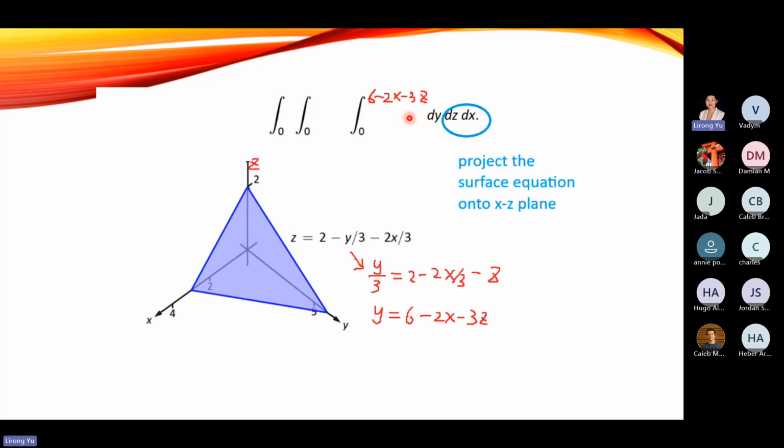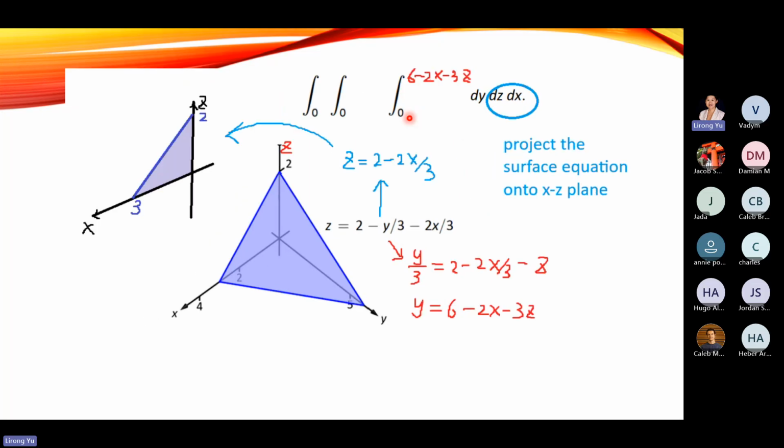And moving on, you've got to project your surface onto the xz plane. So how do we do that? Project the surface equation onto the xz plane. What you can do is, on the xz plane, y equals 0. So with that, when you make y equal 0, you have z equal to 2 minus 2x over 3, and that's the projection. This is an xz plane I'm drawing, so it's a triangular integration region as well.